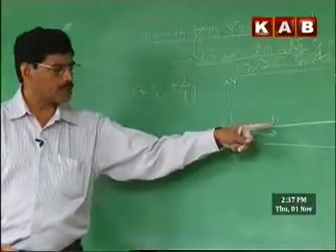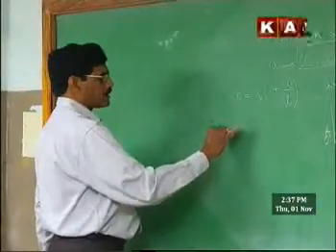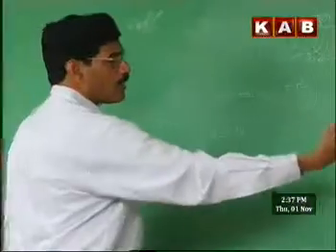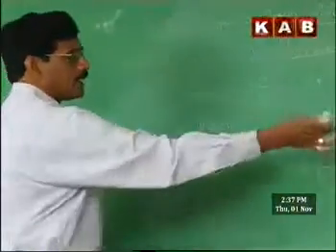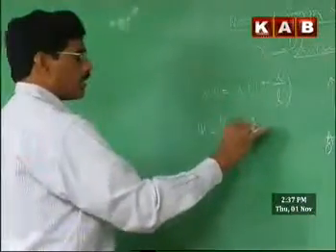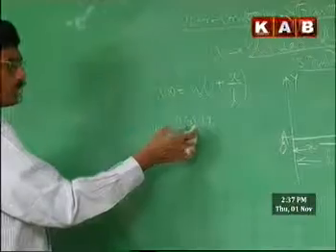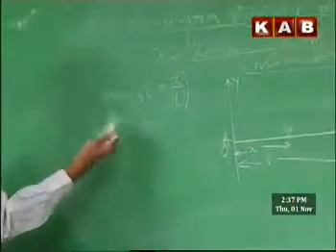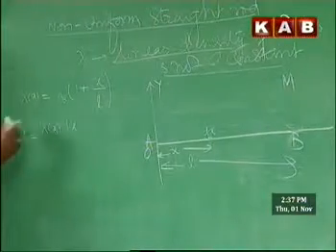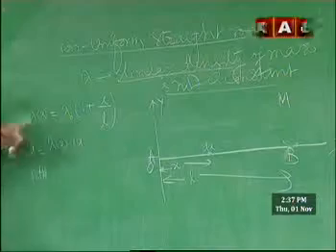Then the first thing is we have to determine the mass of that element. So dm, the mass of the element, is lambda, the linear density at that position, that is lambda(x), into the length of that element. Mass per unit length of that element into the length of that element gives you the mass of that element. Then how to calculate the total mass? Integral dm.